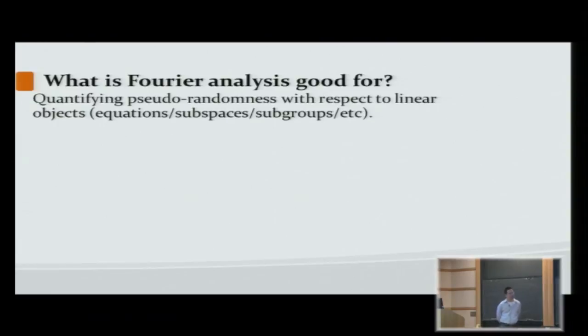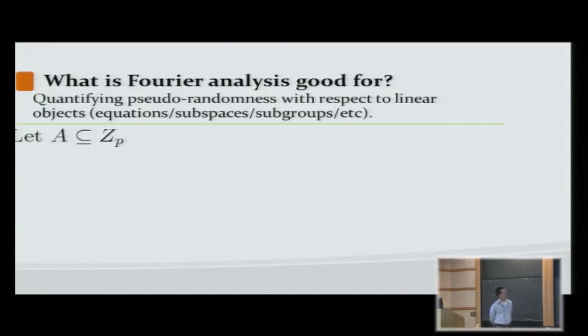Obviously that's a very general question with lots of answers, but probably a good answer would be that it's a way of quantifying whether or not some object is pseudo-random with respect to linear objects, which are linear equations, subspaces, subgroups, etc. Let me give you a very basic example of what you might say along these lines.